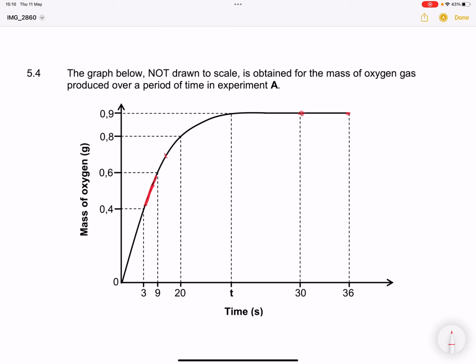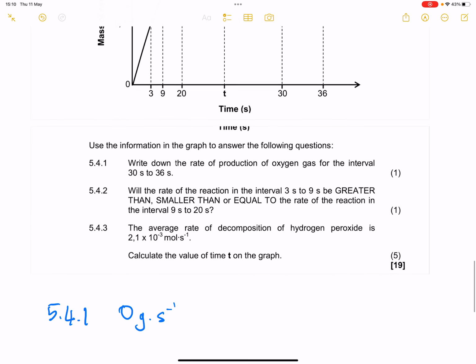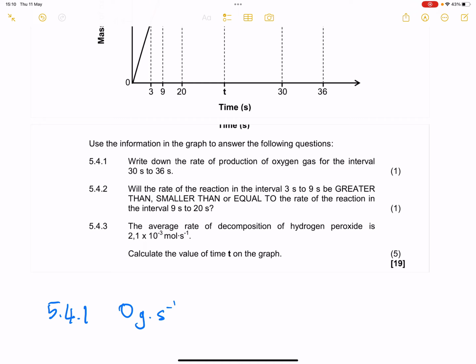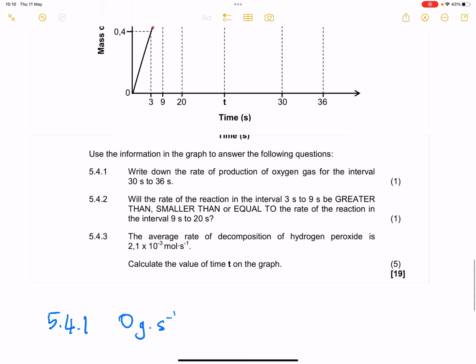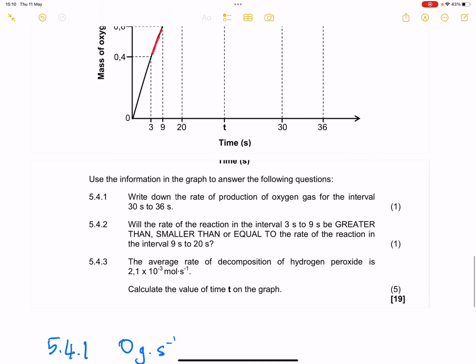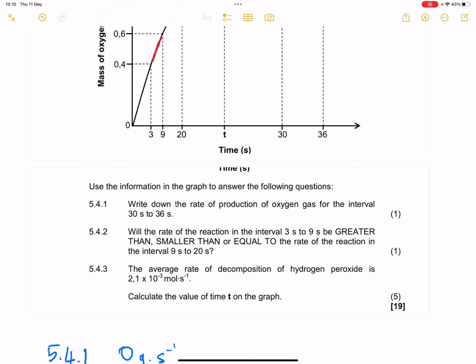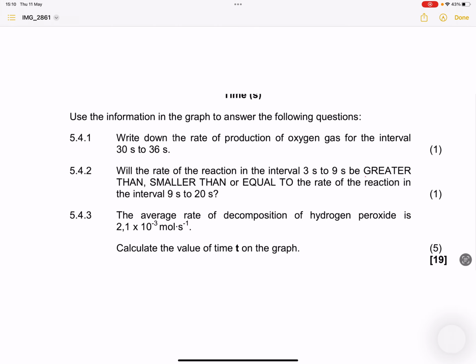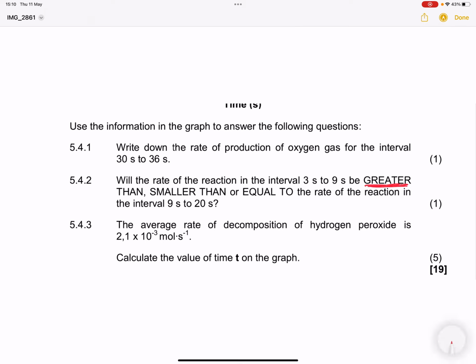And the reason is simple, right? The more you use up your reactants, the lesser they become, and therefore the rate keeps decreasing, because you've got less reactants. So as a result, our answer there is that it will be smaller than, rather, oh no, they asked 3 to 9 against the reaction interval 9 to 20, so it will be greater than, sorry about that. So that reaction rate between 3 to 9 will definitely be greater than the interval 9 to 20.